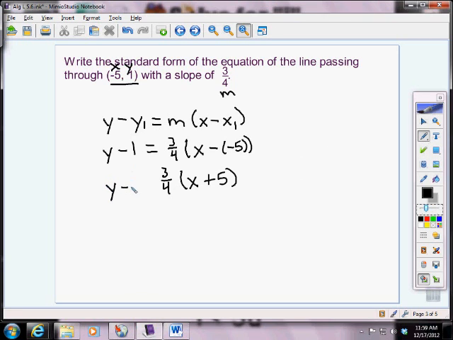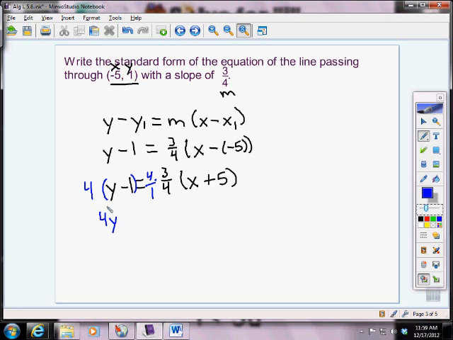Even though it doesn't tell me to, I'm going to rewrite it with integer coefficients. That's traditionally how you see it. Remember, with integer coefficients, you just multiply everything by the denominator. The only fraction we have is this 3/4, so I'm going to multiply by 4 over 1. Notice this is all being multiplied here, so I don't need to multiply the x and the 5. It's already being multiplied by 4. And whatever you do to one side, do to the other.